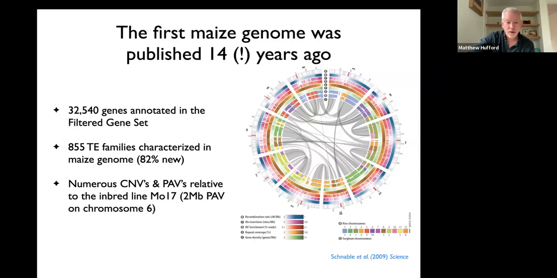And then there was a little bit of comparative genomics that was done as part of that project too. So some BACs were also sequenced for the important inbred Mo17, and they were able to identify some copy number variants and presence-absence variants between B73 and Mo17, including a 2 megabase presence-absence variant on chromosome 6. So we're already able to do biology just with a single genome.